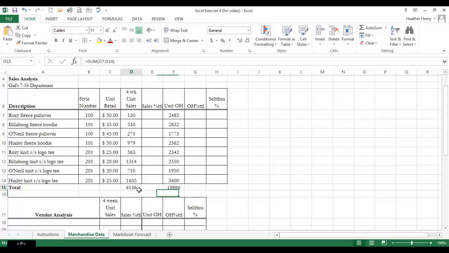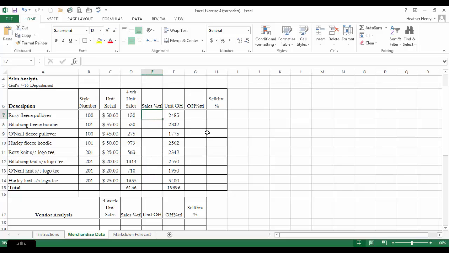So we can see we have sold 6,136 units in total for all of the styles represented, and we still have 19,896 units on hand of these styles sitting in our retail stores. Let's put up a border to match the other numerical data we are looking at.